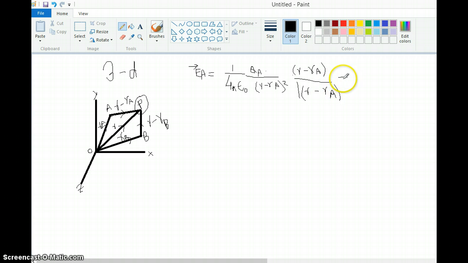So this basically gives me QA times R minus RA over 4 pi epsilon naught times the modulus of R minus RA, whole cubed.